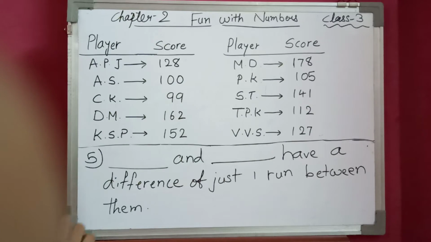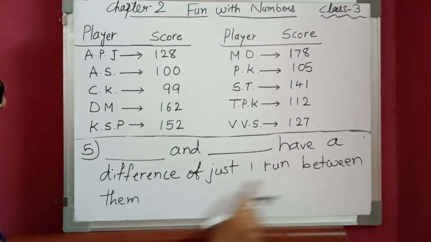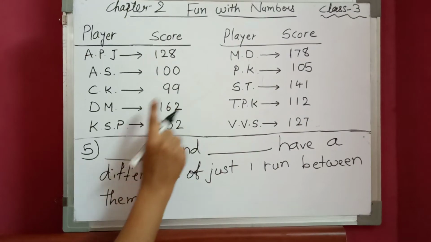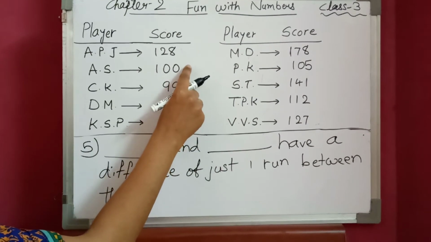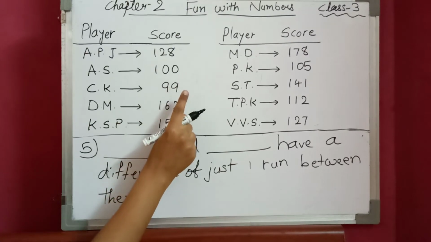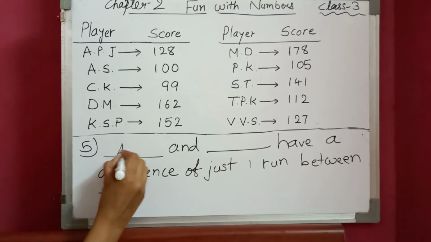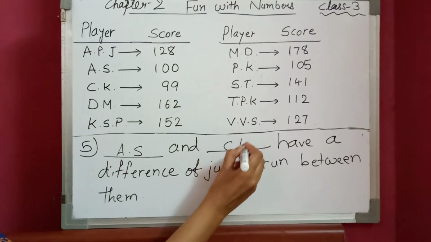So the fifth question is dash and dash have a difference of just 1 run between them. Now look into the table. See these 2 runs, 100 and 99. So the difference between the 2 runs is 1. So the names of the players are AS and CK. So write down here AS and CK.